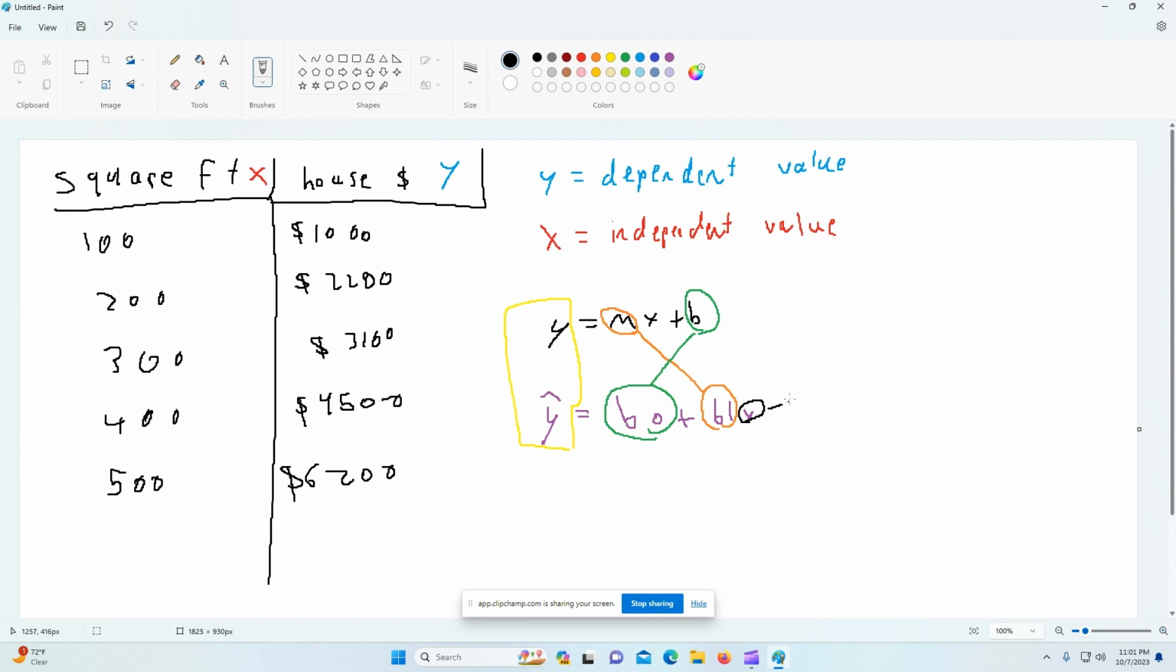So again, if you know y equals mx plus b, then you should know this can be anything. We might give it an input of 350 square feet, and we'll be able to make a prediction on the house price. So those are just some small terminologies.